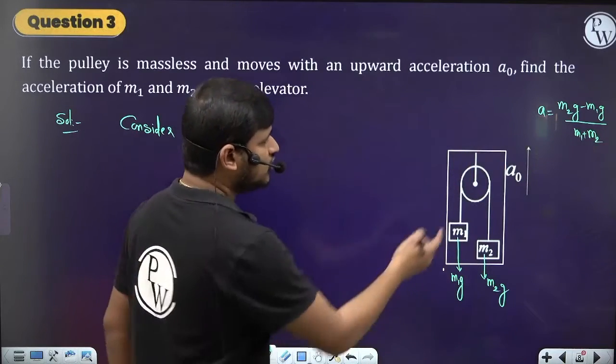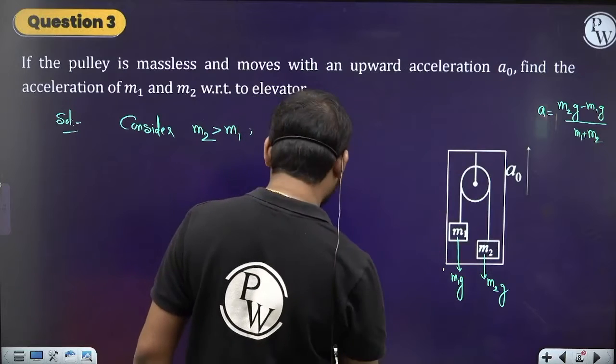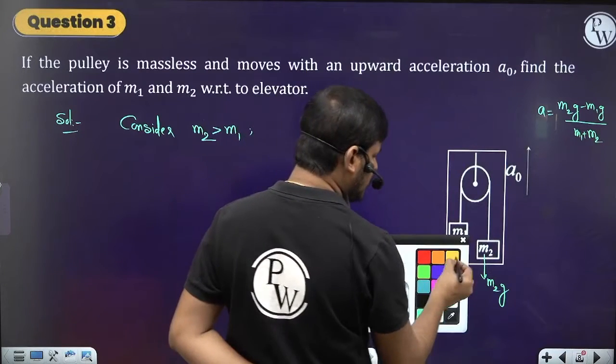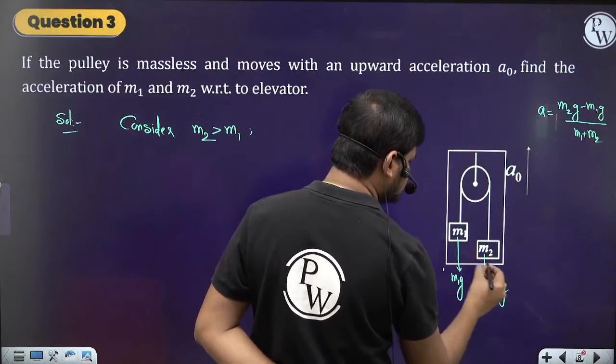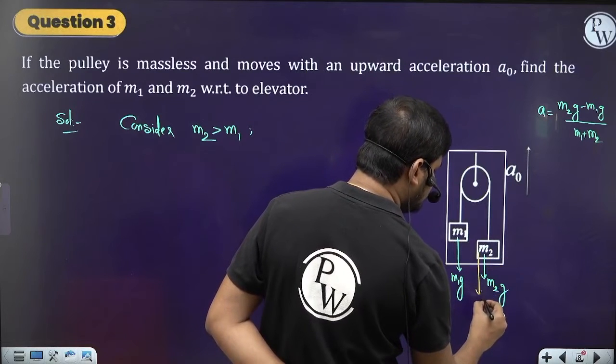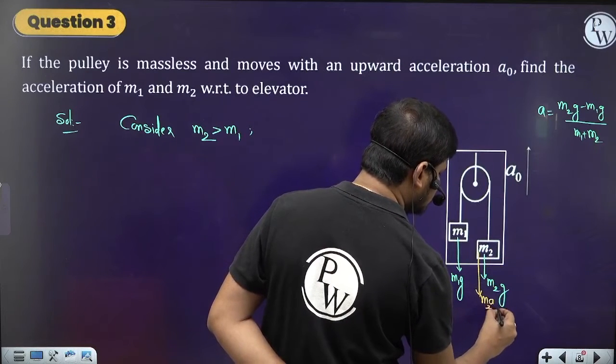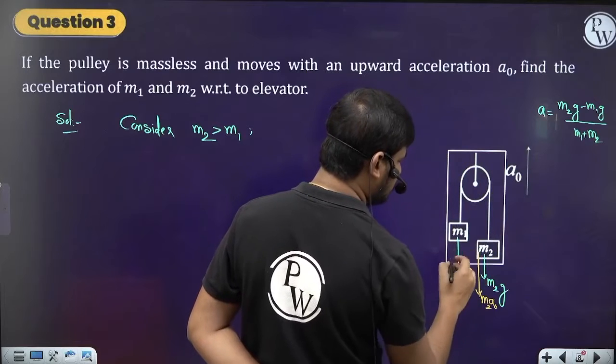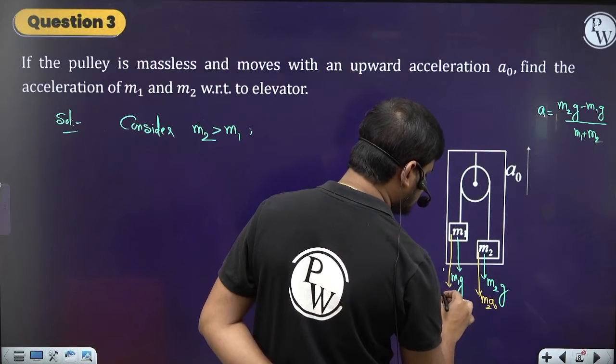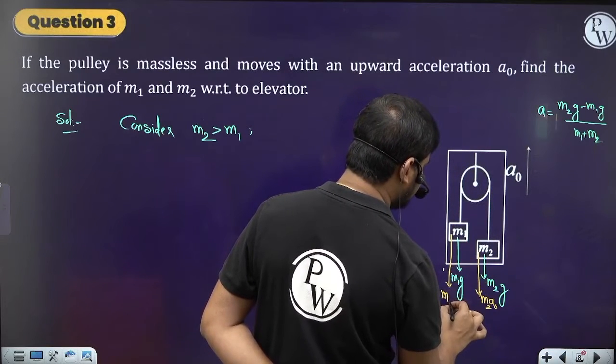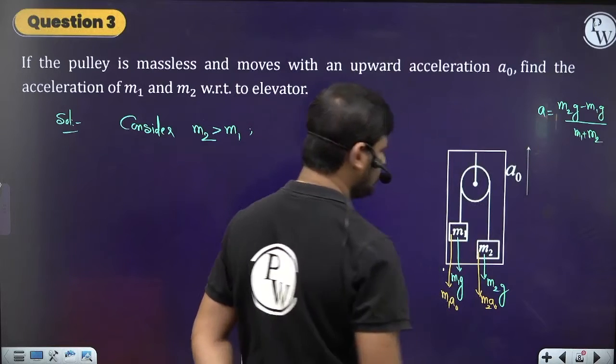But here, as the whole thing is accelerating upward, one force comes into the role: m2 a naught, mass into a naught, the pseudo force on m2, and the other force is the pseudo force on m1, which is m1 a naught. Yes or no?